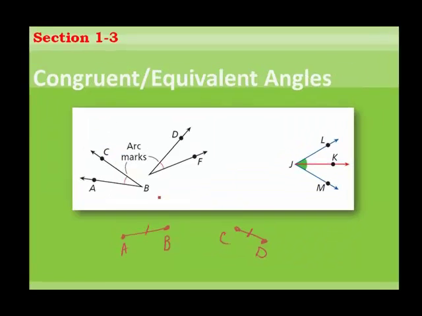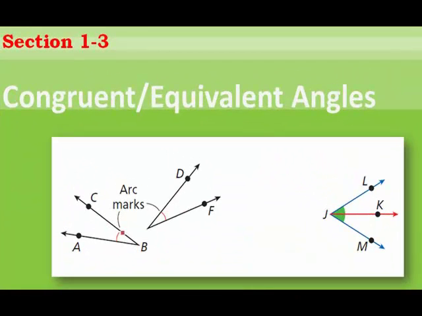Now, to say the two angles are congruent or equivalent, we'll put little angle marks here. This angle here is congruent to that one. And then we can see here, because of the green marks, it's saying that angle LJK is congruent to angle KJM. So those two angles would be congruent. That means their measures would be equivalent.